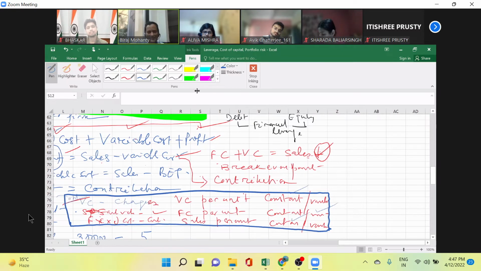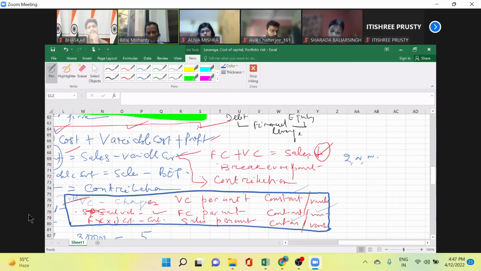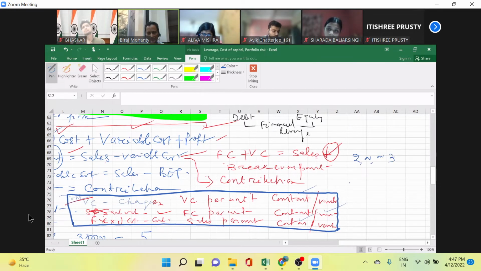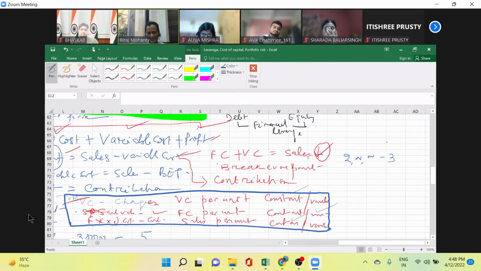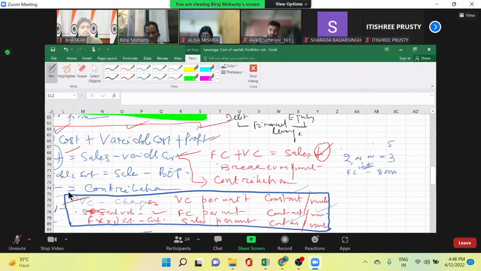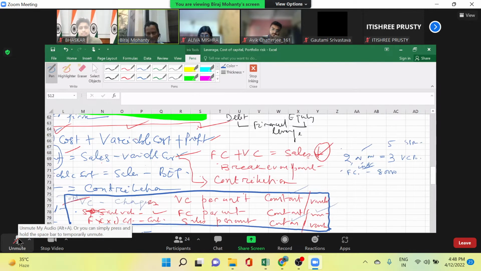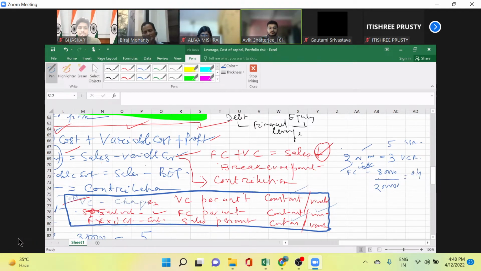Let me tell you one thing, how important it is to control variable cost. I have 2 lakh units of production. Variable cost per unit is 3 rupees. Sales price per unit is say 5 rupees. My fixed cost is say 80,000. How much is the fixed cost per unit here? In totality we have to explain 80,000. How much is it per unit? 0.4, sir. Yes, sir.